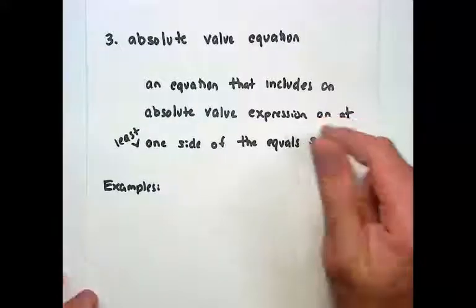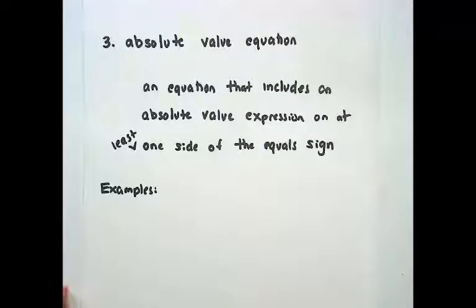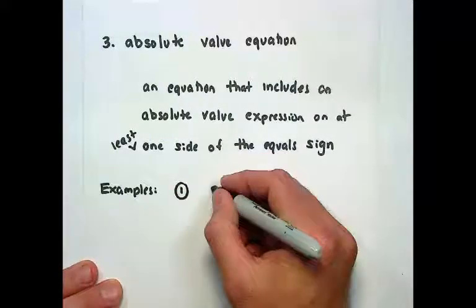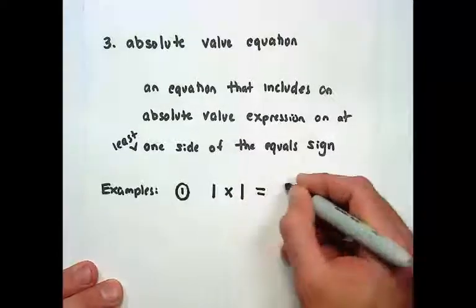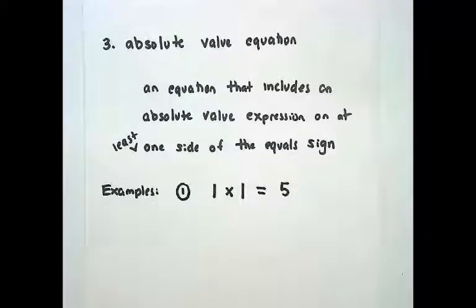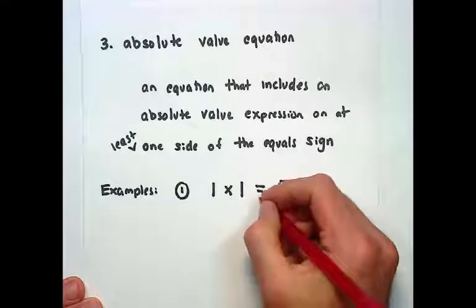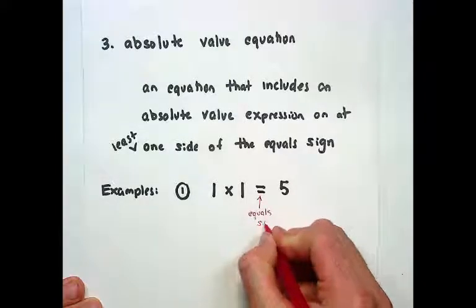Absolute value equations are equations that include absolute value expressions on at least one side of the equal sign. Very classic, easy example. None of this is really easy, right? It's all kind of painful, but if I had an equation that looked like the absolute value of x equals 5, we would know that this is an equation because there's this silly equal sign right there.